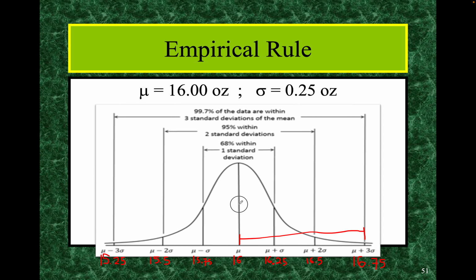Another trick question. How many percent fall within 16 going to 16.5? This is 2 SD, right? So for 2 SD, you divide by 2 because it's only half of the plus-minus 2 SD. So what you have is 95 divided by 2, which becomes 47.5.